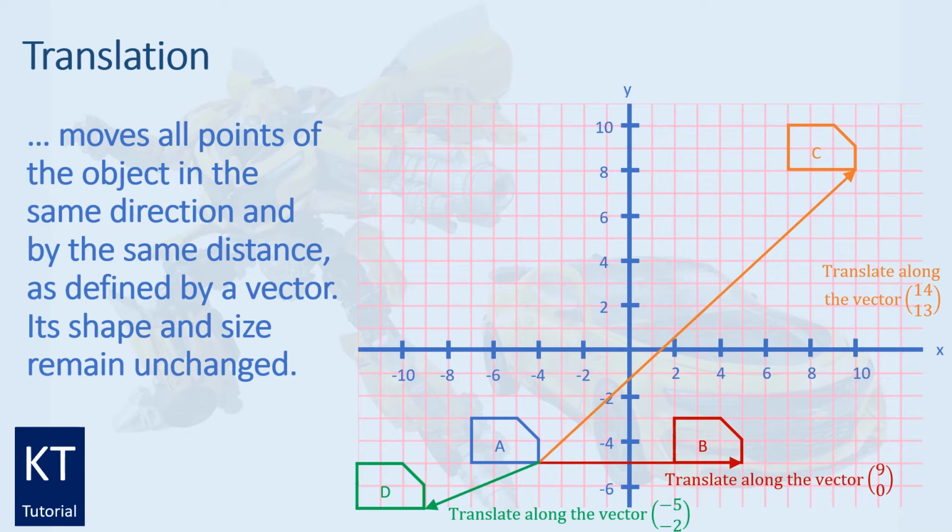The diagram shows some examples of translation. A becomes B when translated along the vector 9, 0. A becomes C when translated along the vector 14, 13. And A becomes D when translated along the vector -5, -2.